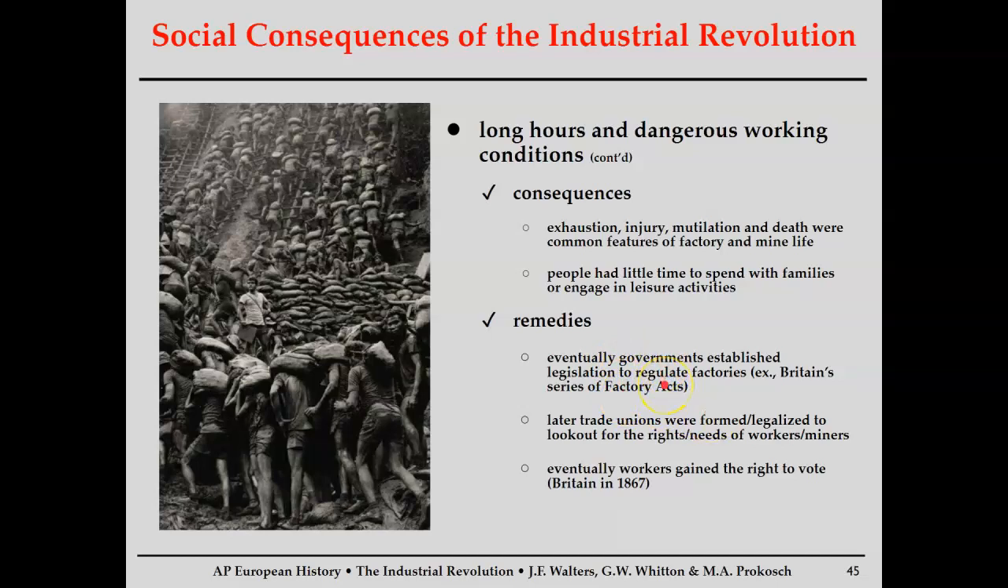Eventually, what's really going to help the improvement of working conditions is that the creation of trade unions is legalized. They were actually illegal initially. And unions always fight for better working conditions, better pay. And that's always going to be the case to this very day. And eventually, the urban working class will gain the right to vote in 1867. And of course, the working class are probably going to vote for people who are more conscientious of their plight.